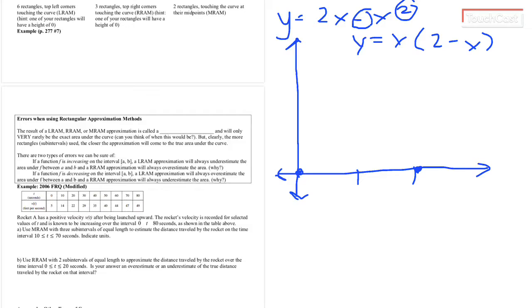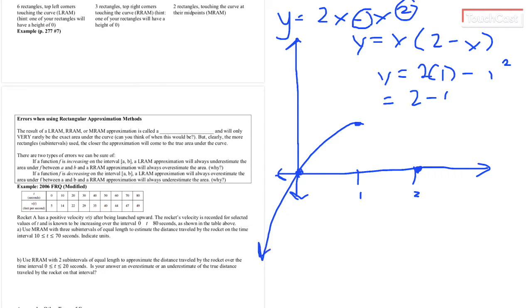The one other thing I might want to do is figure out the vertex. Well, the vertex is going to be halfway between the two x-intercepts, so that's x equals 1. What is y when x equals 1? That's going to be 2 times 1 minus 1 squared, which is 2 minus 1. So I'm going to have a vertex of 1 comma 1. This is a parabola that opens down.